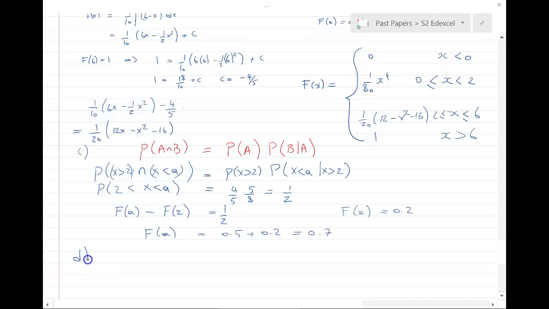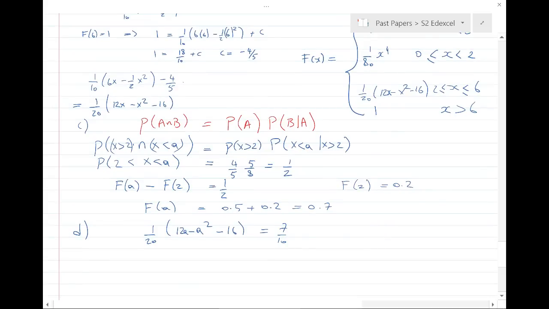Okay, part D, and the final part, and now this is the easy bit. We want to find the value of a. I just realised I've made a mistake with what I wrote here. I wrote 12x here and just didn't transcribe it. So that's 12a minus a squared minus 16 equals 7/10.